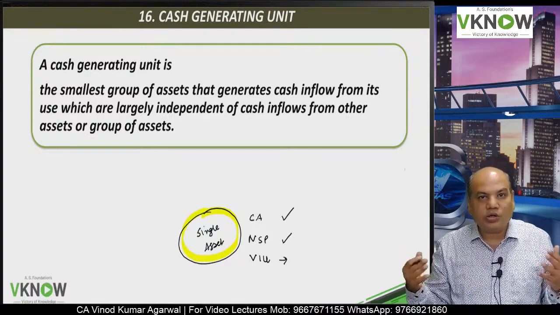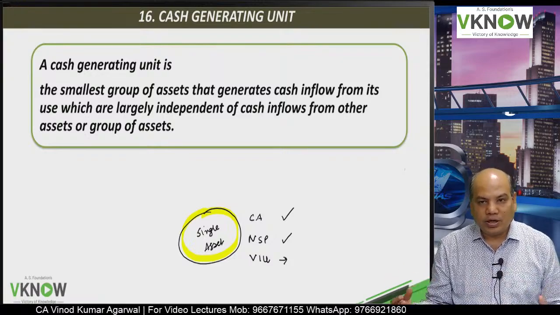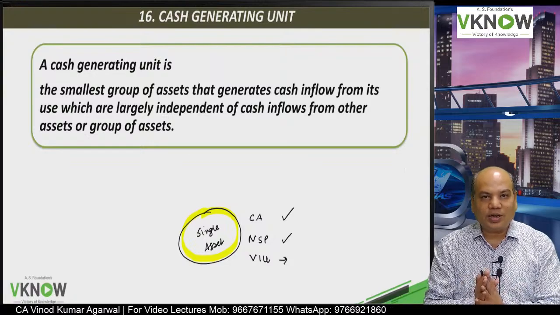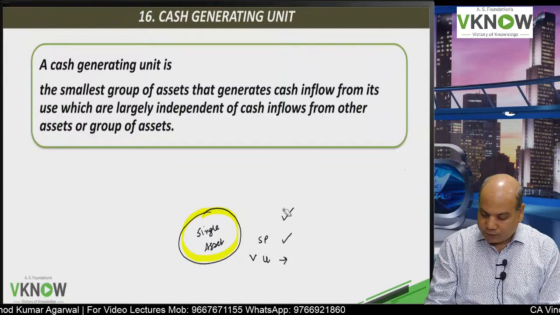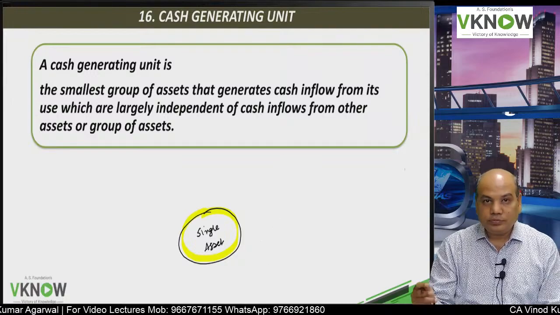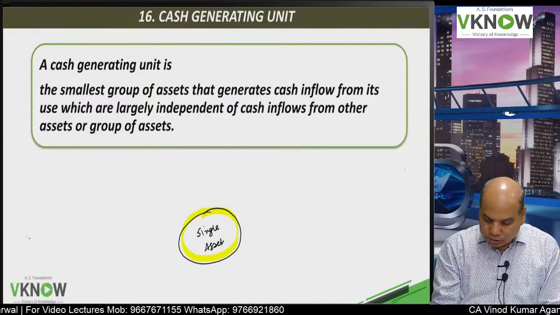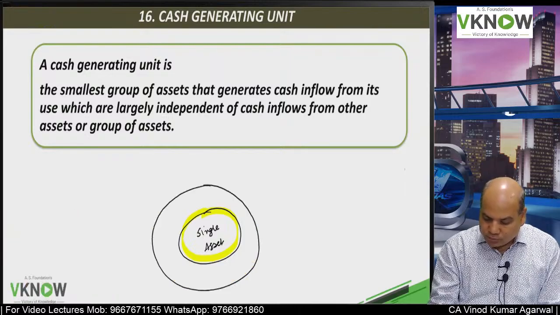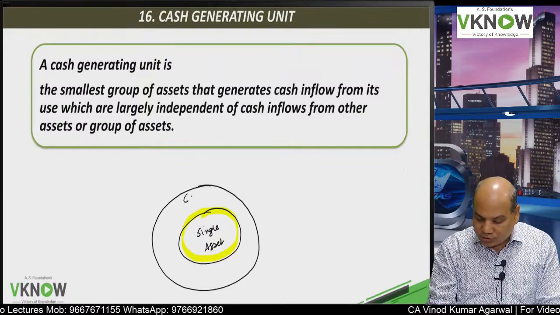An individual asset may not generate independent cash flow. They generate cash flow by working together as a unit. Therefore, the standard says if you cannot compute the recoverable amount of a single asset, then you go to the cash generating unit.